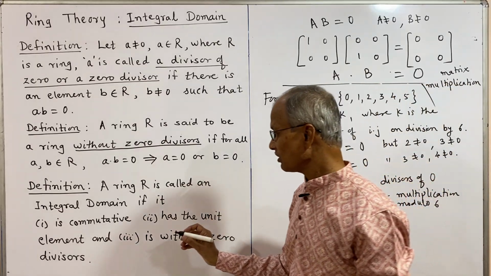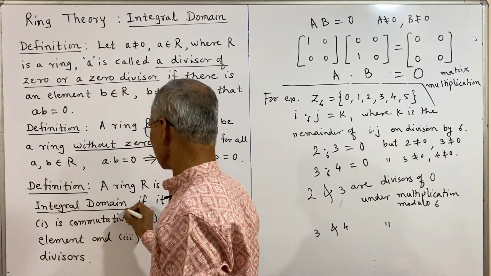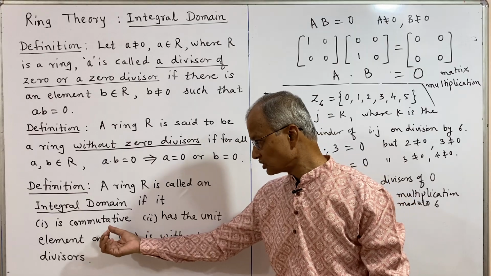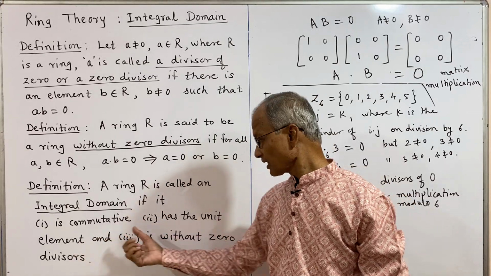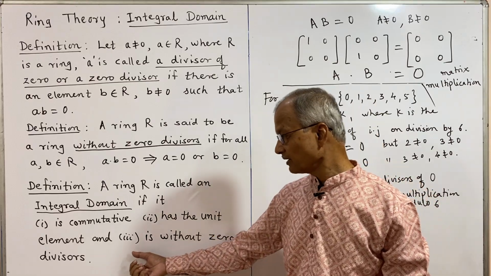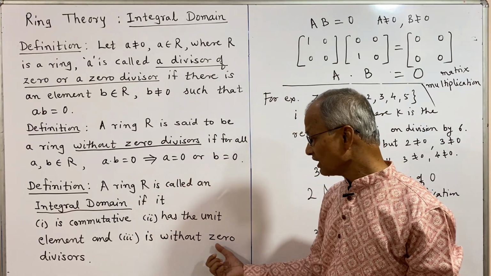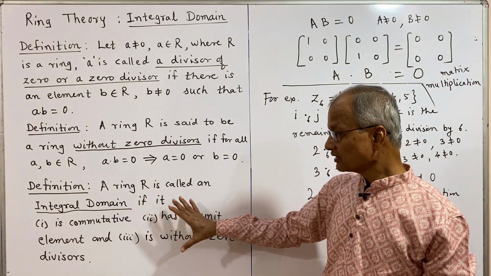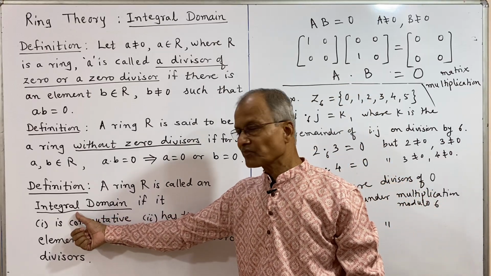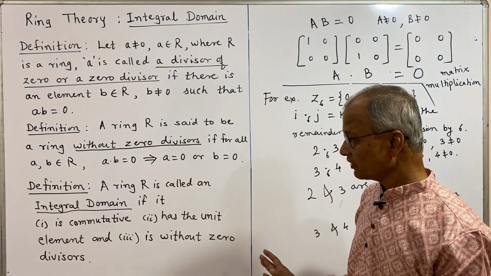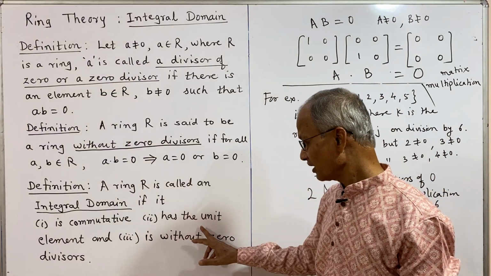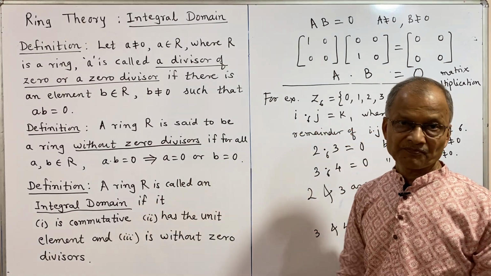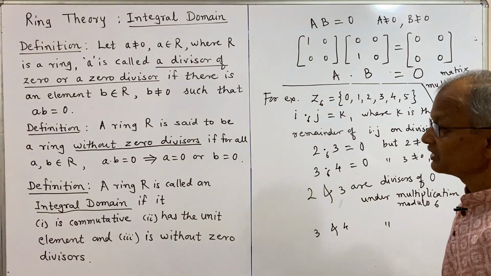A ring R is called an integral domain if, first, there are three axioms or properties to be satisfied: it is commutative, second, it has a unit element, and third, it is without 0 divisor. Without 0 divisor means this property must hold. If such a ring is there, then that ring is called an integral domain. Or simply in one statement, a ring which is commutative with unit element and is without 0 divisor is an integral domain. So therefore what will be our examples of integral domain?